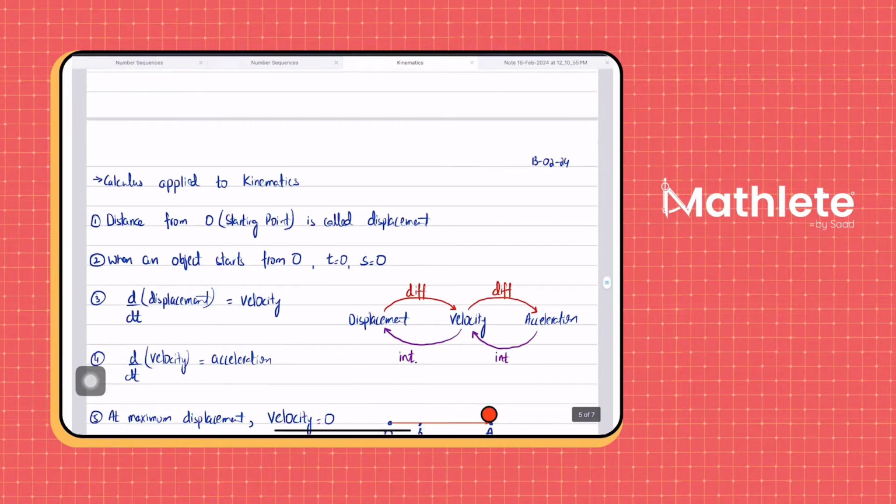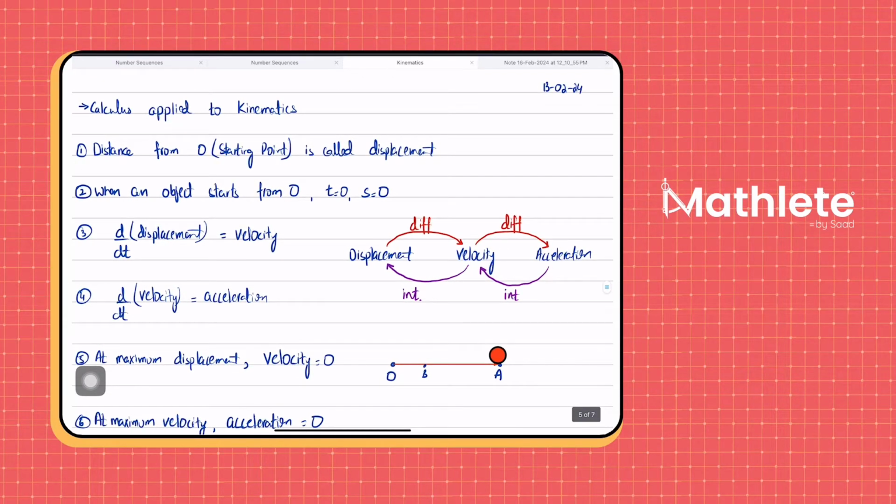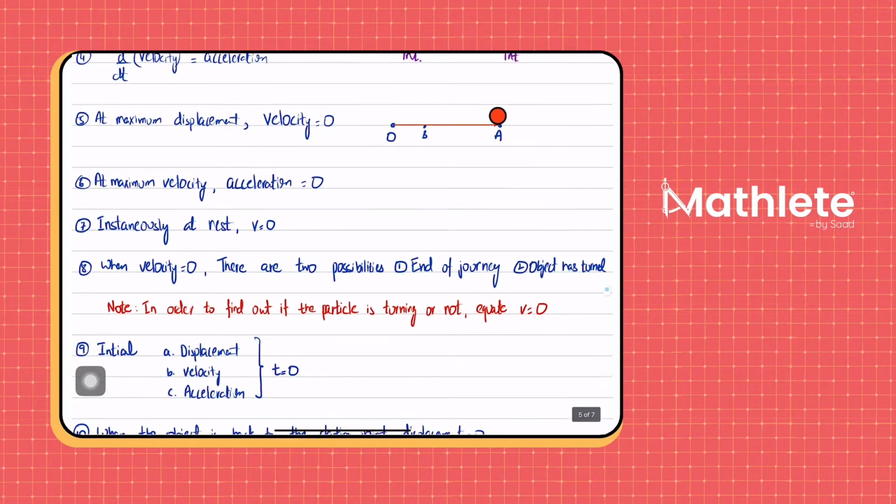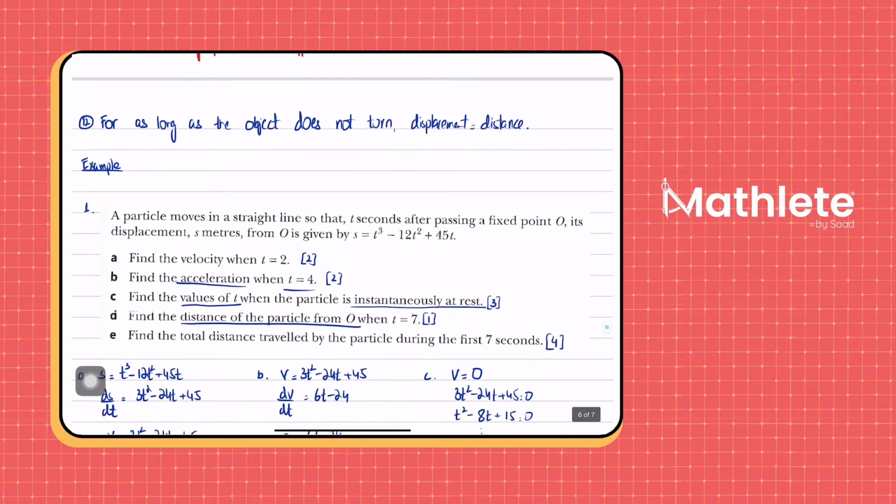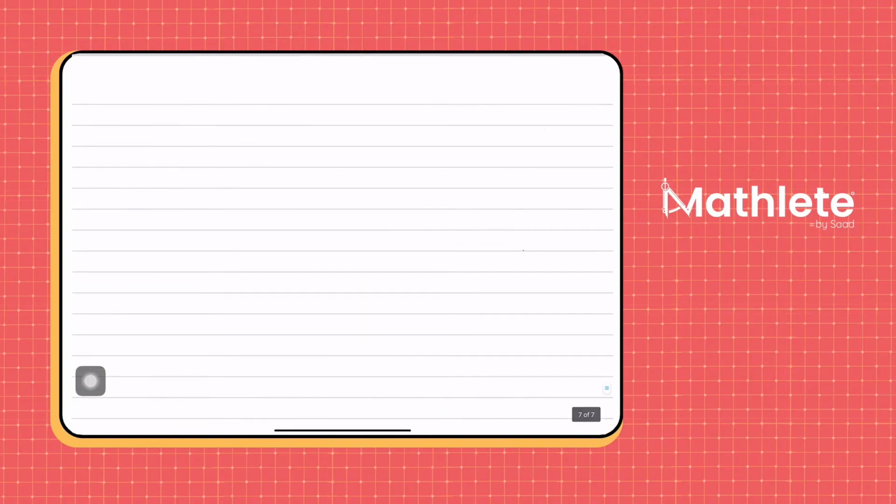Then we did calculus applied to kinematics. In this, acceleration was not constant. Acceleration was given in terms of t, so for every point in time you had a different acceleration, which is why we had an equation for acceleration. Then we could integrate that to get velocity, and integrate that to get displacement. Now what we're going to do is questions where acceleration is constant.